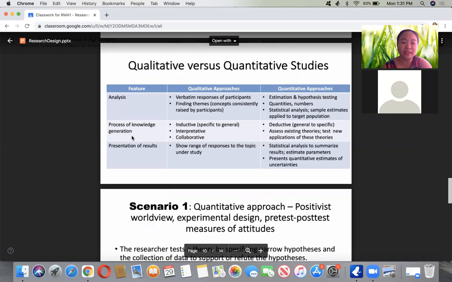And the process of knowledge generation is very inductive, so from the specific to general, and it's also interpretative, so you have to give your interpretation, and collaborative because it's not only from you, but it's also for those who you have interviewed. But for the quantitative, it's deductive, no? From general, you make it specific. And you assess existing theories, like you have said, foliar fertilizer will increase yields of plant. So you're going to test this theory and test new applications to these theories.